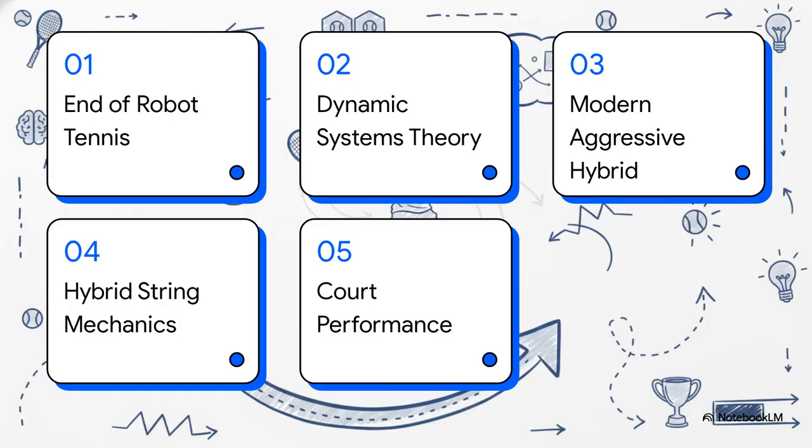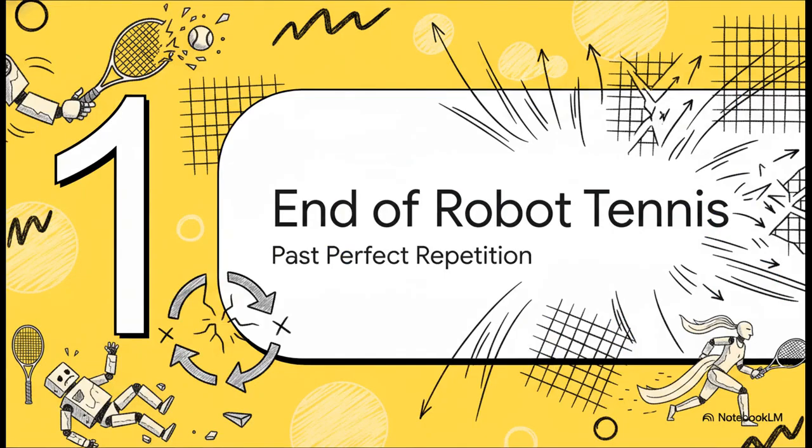So, here's our roadmap for today. We'll cover 1. The end of robot tennis. 2. Dynamic systems theory explained. 3. The modern aggressive hybrid. 4. The mechanics of hybrid strings. And 5. Building multidimensional court performance. Starting off with Section 1. The end of robot tennis.